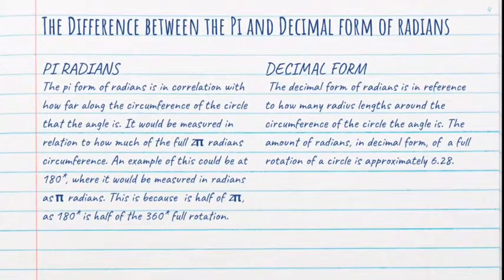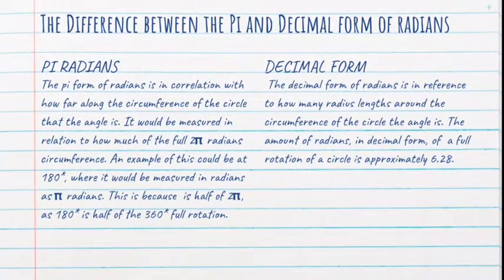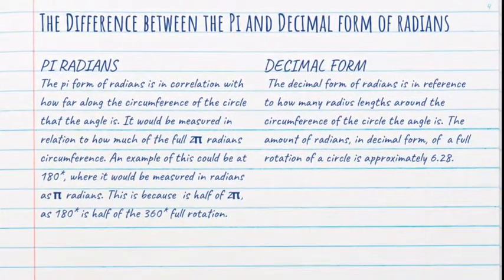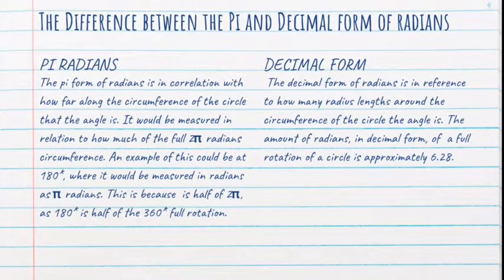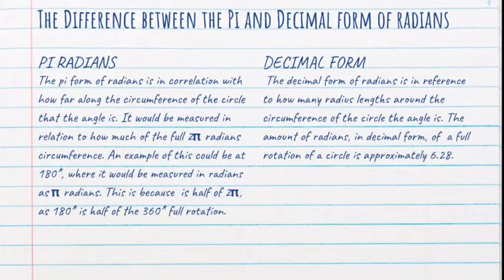Decimal form. The decimal form of radians is in reference to how many radius lengths around the circumference of the circle the angle is. The amount of radians in decimal form of a full rotation of a circle is approximately 6.28.